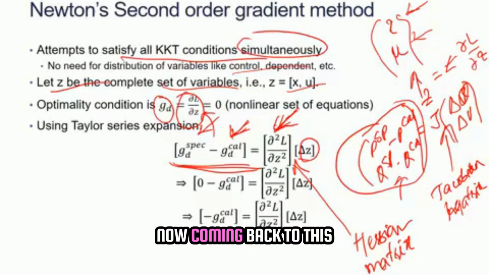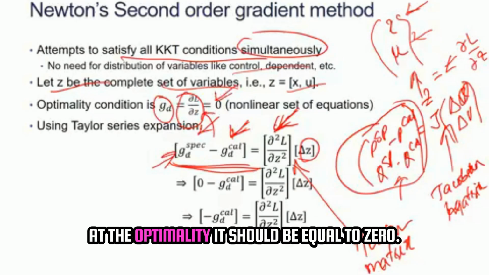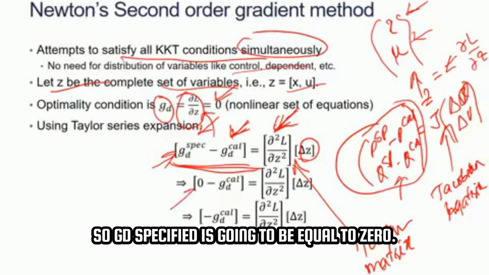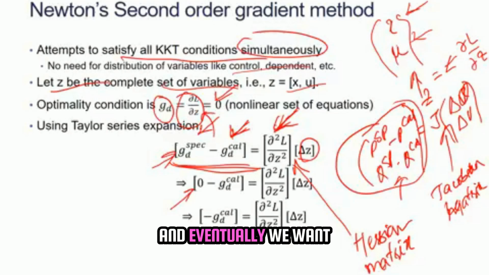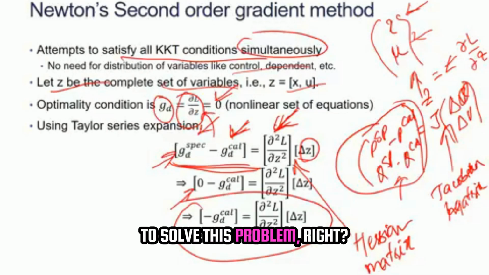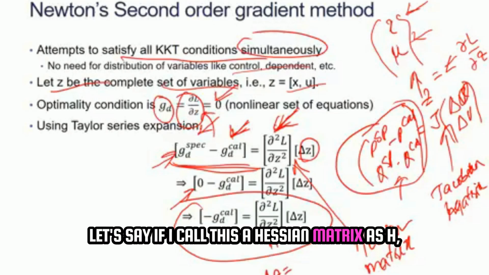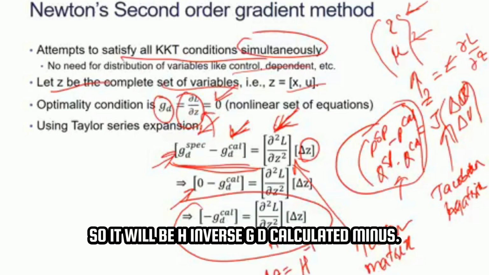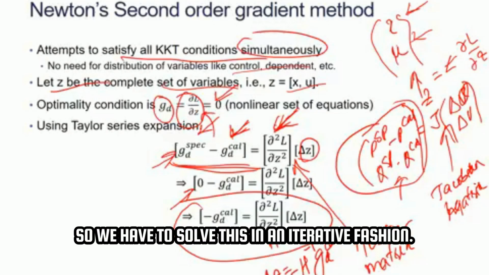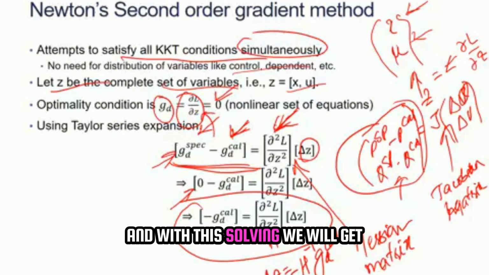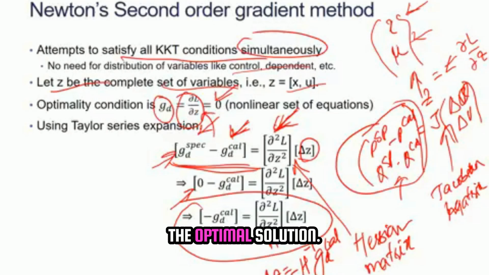Now coming back to this Newton's second order method, we already mentioned here that at the optimality, GD specified should be equal to 0. So GD specified is going to be equal to 0, and eventually we want to solve this problem. If we solve this problem, delta z will be, if I call this Hessian matrix H, H inverse times GD calculated, with a minus sign. So we have to solve this in an iterative fashion, and with this solving we will get the optimal solution.